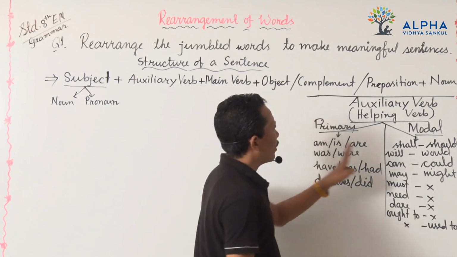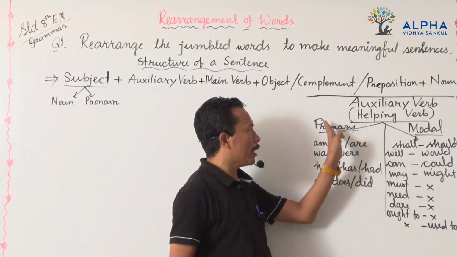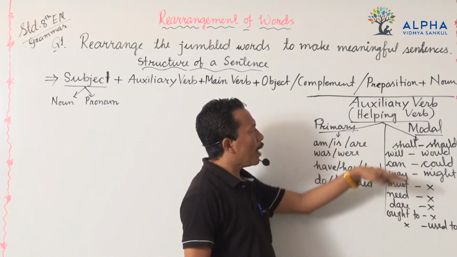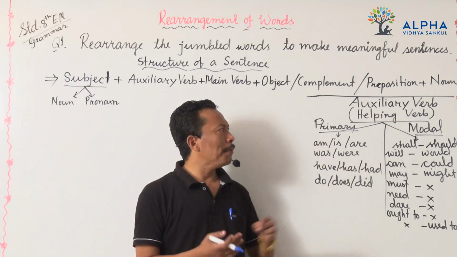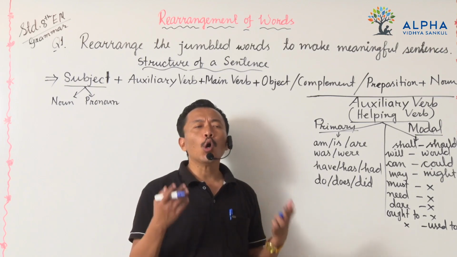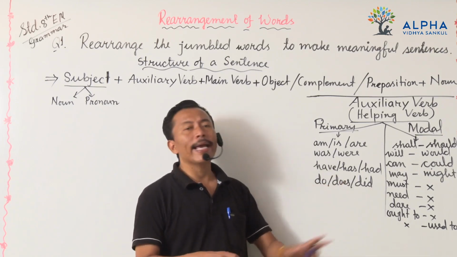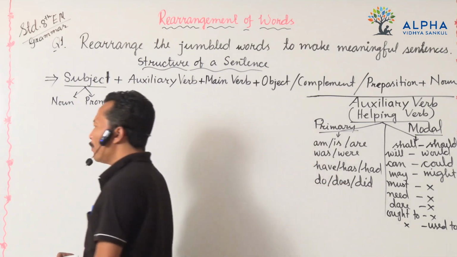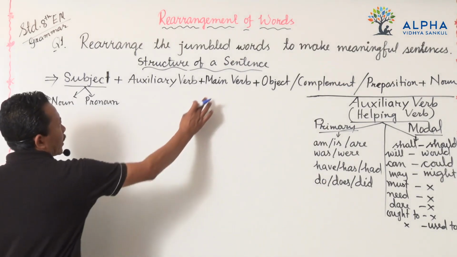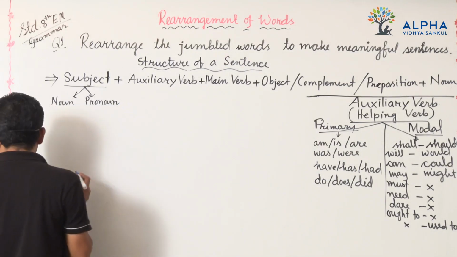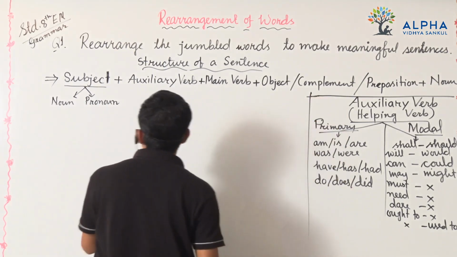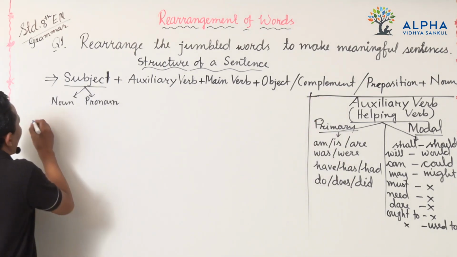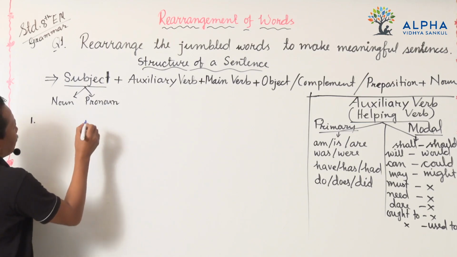Now you see this table: this side is modal and these are primary, and they are auxiliary verbs, meaning helping verbs. Why are they called helping verbs? Because they help the main verb. Main verb means the principal verb. So students, let us try to find out these things, how to use this common sense. Question number 1.